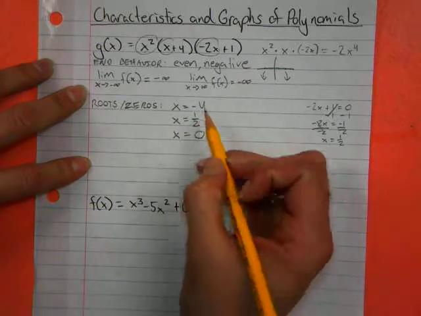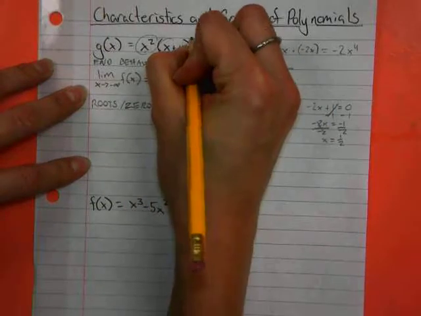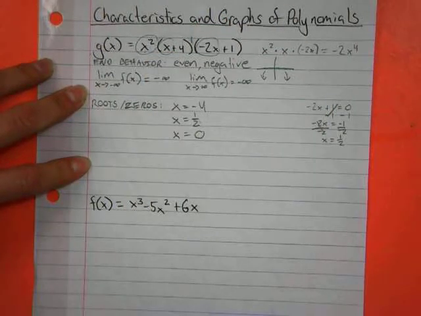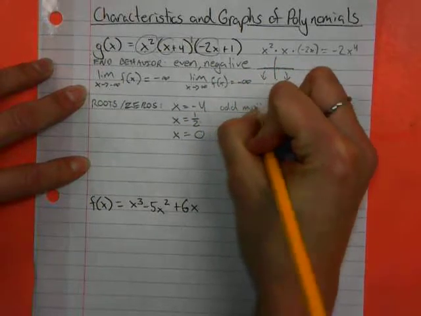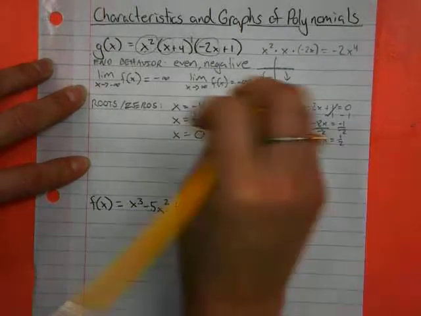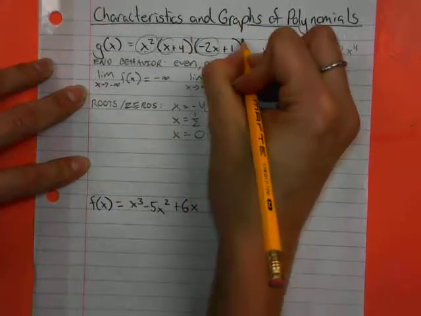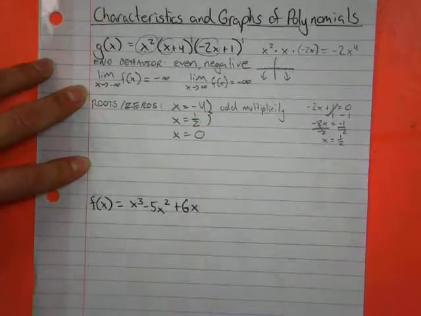So let's take a look. Negative 4 comes from this factor, and I notice that it has an exponent of 1, which is odd, so this is going to have odd multiplicity because it has a multiplicity of 1. 1/2 is the same. It also has an exponent of 1, so it's also going to have odd multiplicity, so I'll go ahead and put those both in that category.